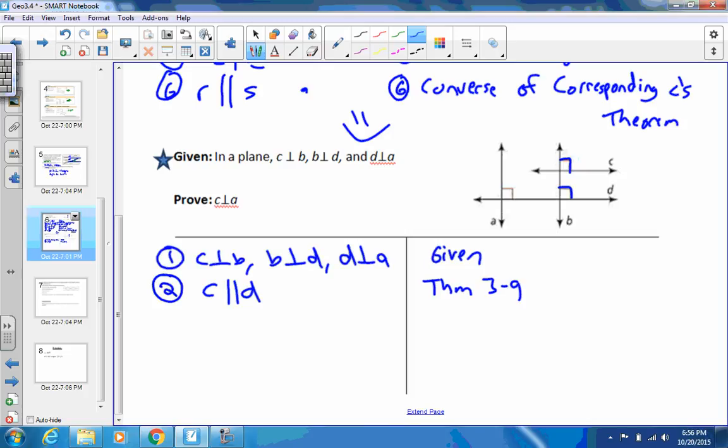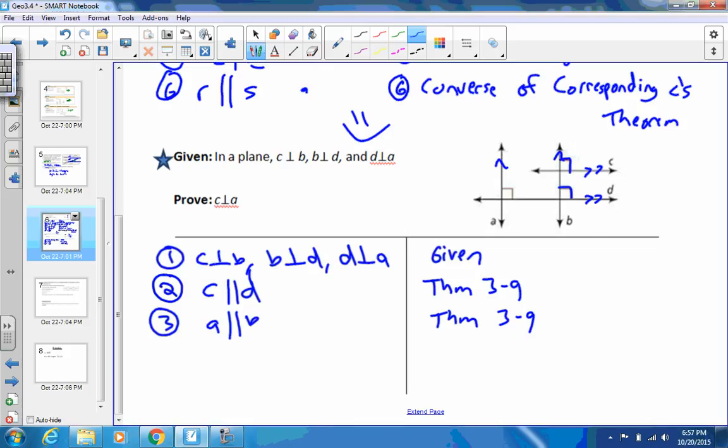Let's see. I'm trying to prove C is perpendicular to A. So if we know that these are parallel, so let's see. Now we have D, and D is perpendicular to B, and D is also perpendicular to A. That would mean that A and B then are parallel. That would be the same theorem. So we have C is parallel to D, and A is parallel to B. These are parallel. These are parallel. I'm trying to prove that C is perpendicular to A. It doesn't extend all the way over there.